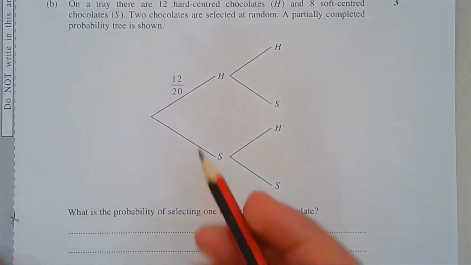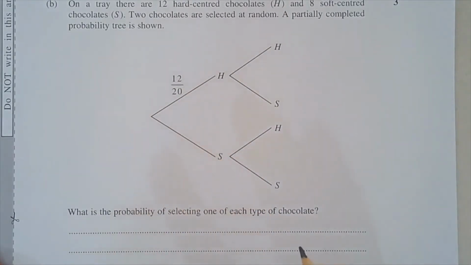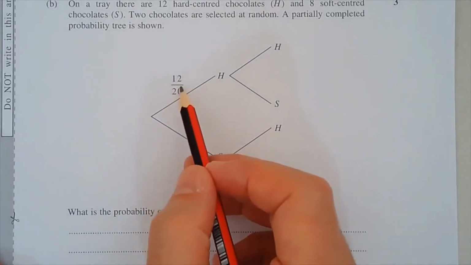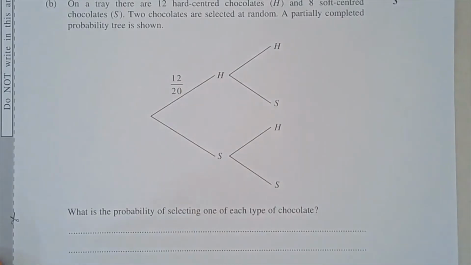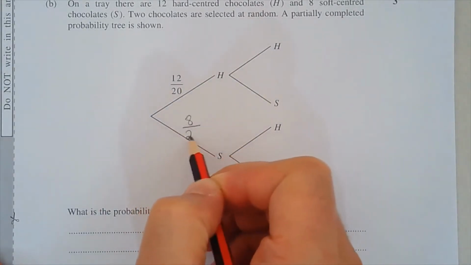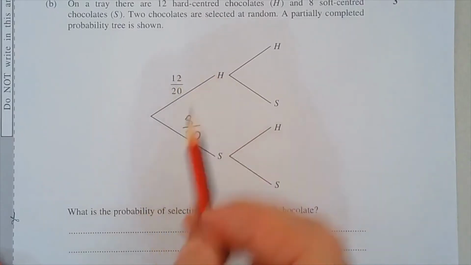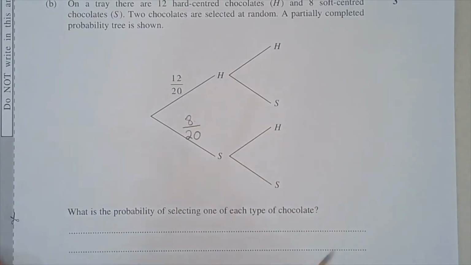So if the probability in the first draw of picking a hard-centered chocolate is 12 on 20, to pick a soft-centered chocolate should be the complement of 12 on 20. The two probabilities in each stage should add up to 1. So it's going to be 8 on 20, since there are 12 hard-centered chocolates, 8 soft-centered chocolates, out of a total of 20 chocolates.